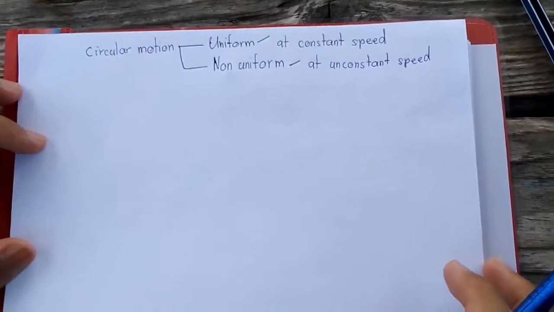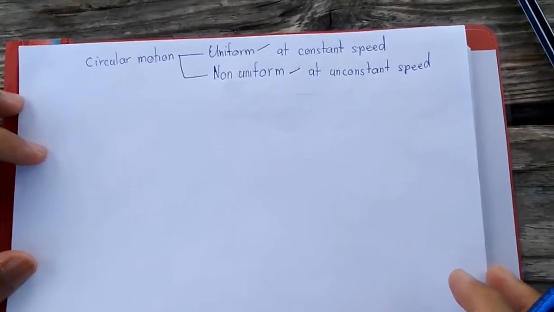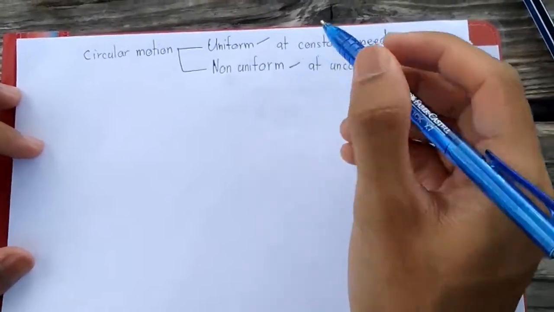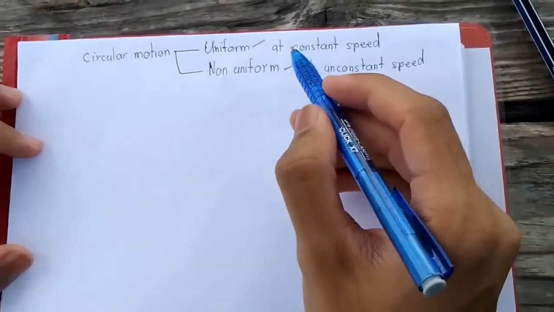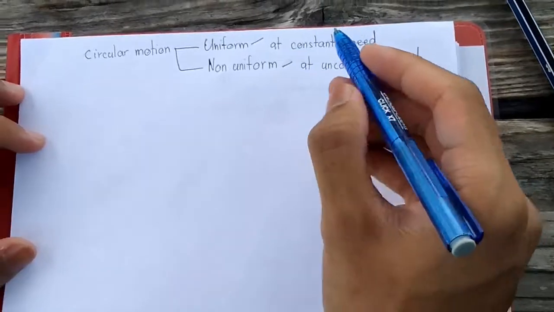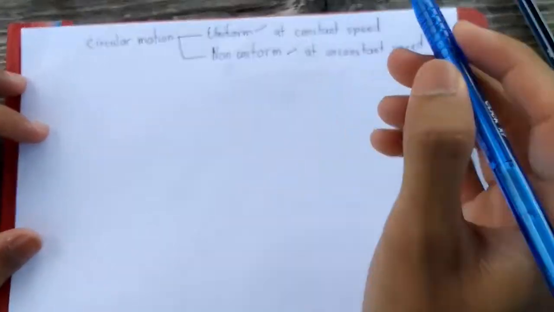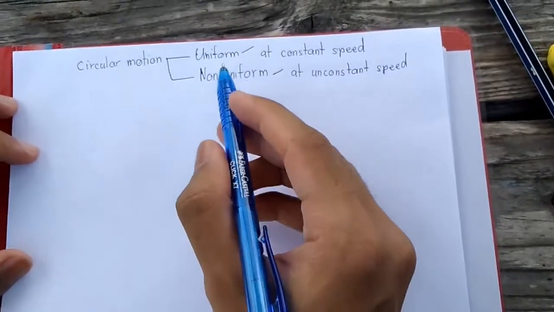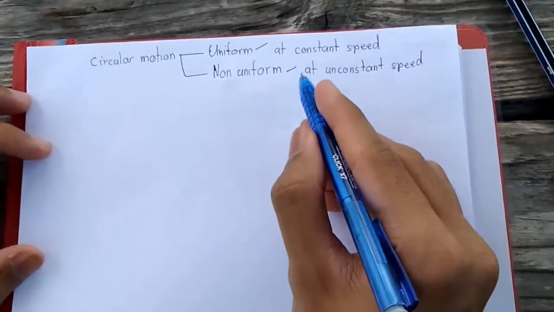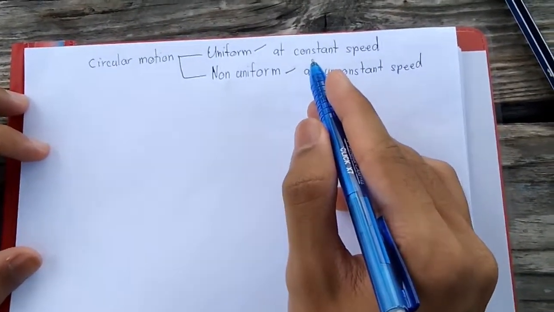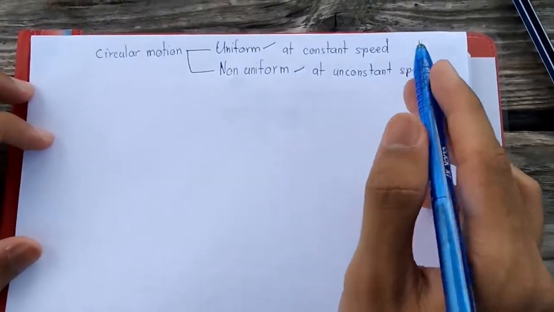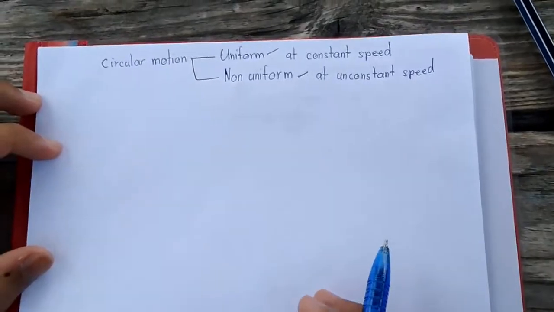Today, I would like to teach all of you about uniform circular motion. Circular motion has two types: first, uniform, and second, non-uniform. For uniform, the object moves in the circle at constant speed. That means the speed doesn't change. For the second type, non-uniform, the object moves in the circular path at non-constant speed. That means the speed is always changing.